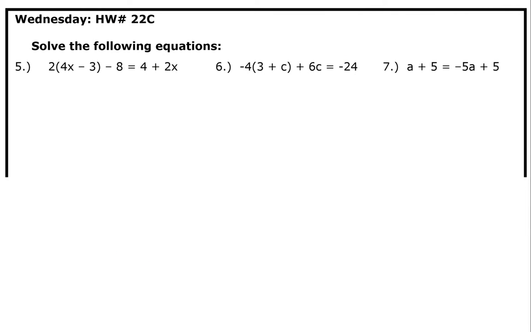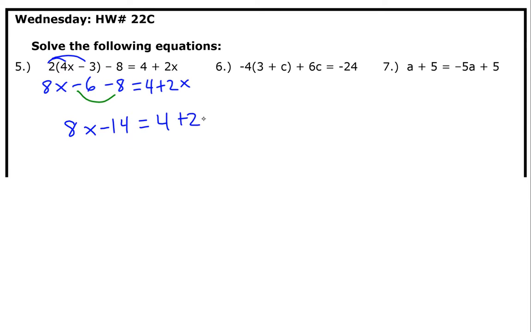Question number 5 asks you to solve some single variable equations. So let's see. I'm going to distribute here, 8x minus 6, and then my minus 8 gets rewritten along with the right side of my problem. Looks like on my left side I have some like terms here. So I'm going to get 8x minus 14.